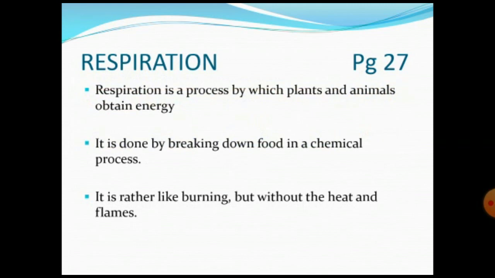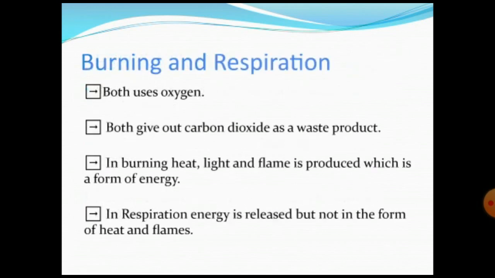It is rather like burning, but without the heat and flames. Now, this is important. Respiration is similar to burning. You will be amazed to know this because in burning, it comes to your mind that there is some heat, there is some light, there are some flames. But there is nothing like this in our body because respiration is taking place inside the body and there is no heat, no light, no flames. But burning and respiration are similar to each other.